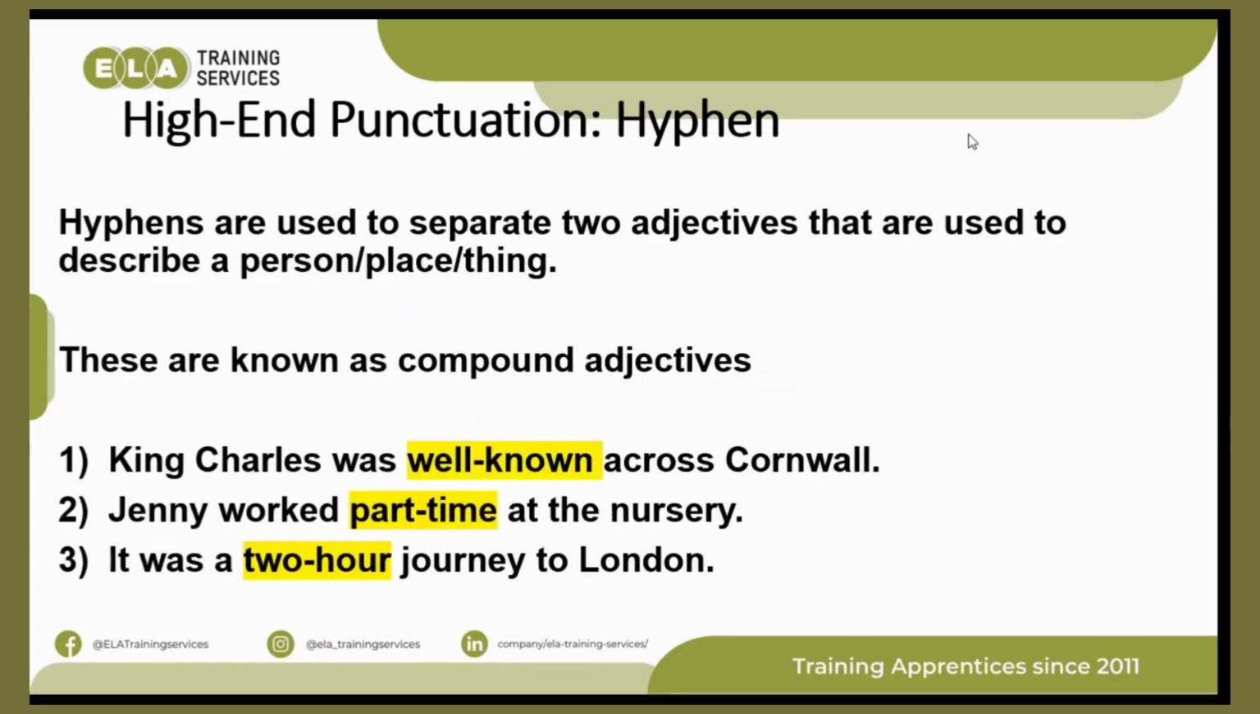Okay, and then our last punctuation that we're going to have a look at today is hyphens. So hyphens are used to separate two adjectives that are used to describe a person, place, or thing. These are known as what we call compound adjectives. So they're words that are pushed together to create a better adjective. So, for example, King Charles was well-known across Cornwall. Jenny worked part-time at the nursery, and it was a 2-hour journey. The hyphen is used between the two words.